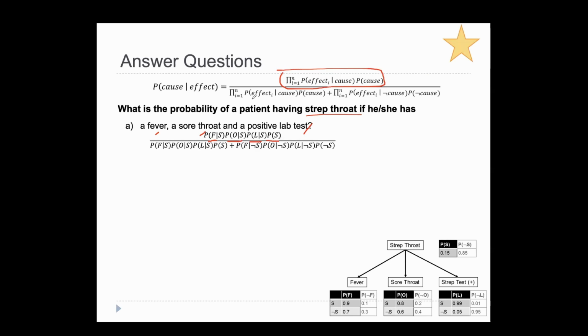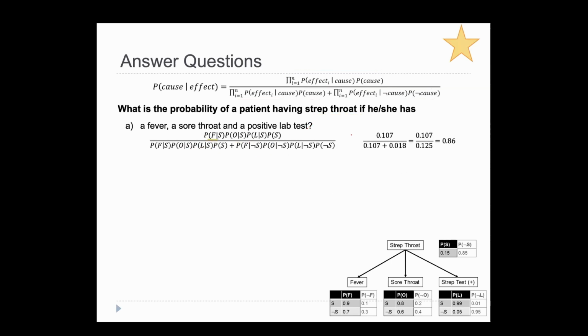And now on the denominator, we will have the same thing as the numerator plus also the conditional probabilities of the effects given not cause, where the cause is absent but the effects are present, and finally multiplying by the prior of not cause. All right, this part will be fever given not strep throat, sore throat given not strep throat, a positive lab test given not strep throat, and the prior of not strep throat.